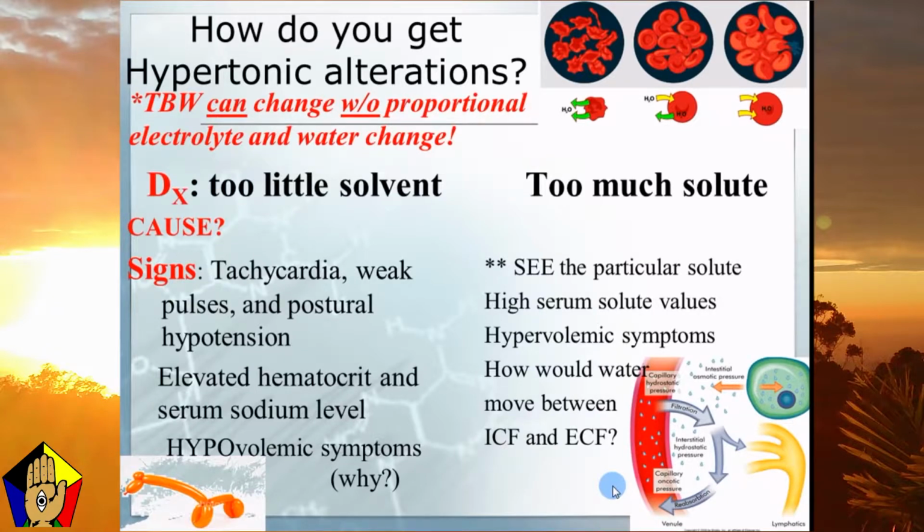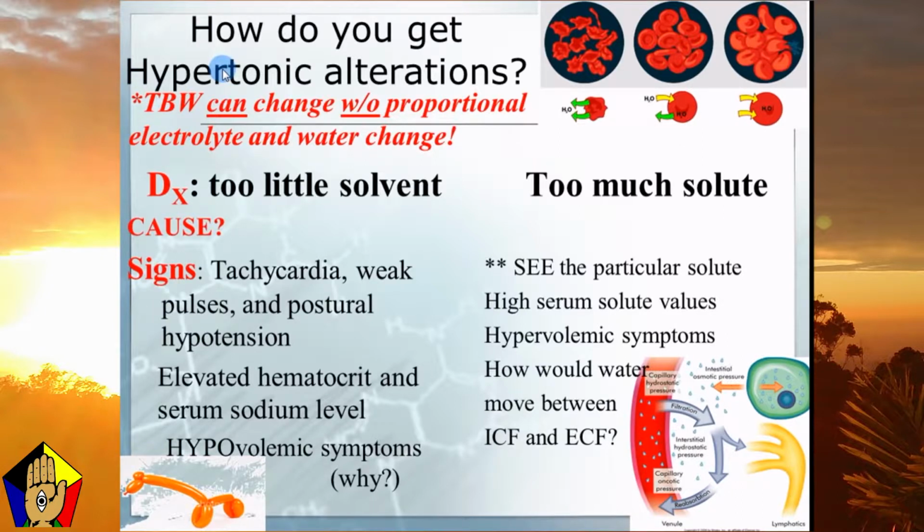Right, so how do you get hypertonic alterations? In other words, if it's hypertonic, what could be happening? One of two things. Right? Your total body weight can change, but it's not proportional electrolytes to water at the same time. It's actually disproportional. So you're losing way too much of one, or you're gaining way too much of the other. So if it's hypertonic, the solution is gaining what? It's gaining the solute. It's gaining the sodium or the sugar or proteins. It's gaining some kind of a solute.